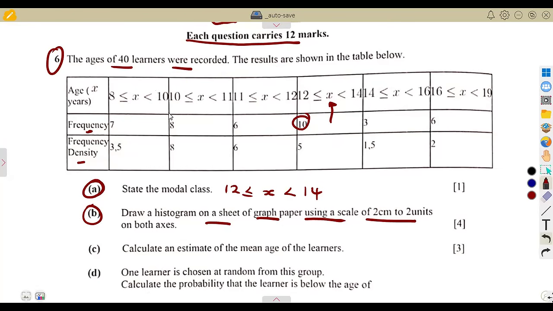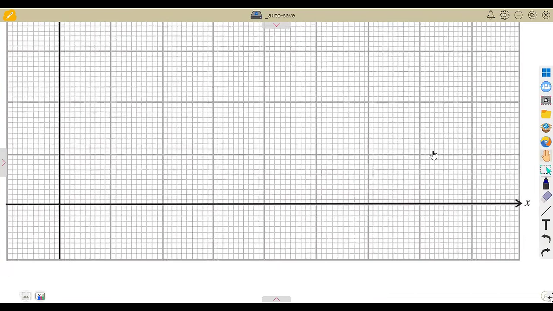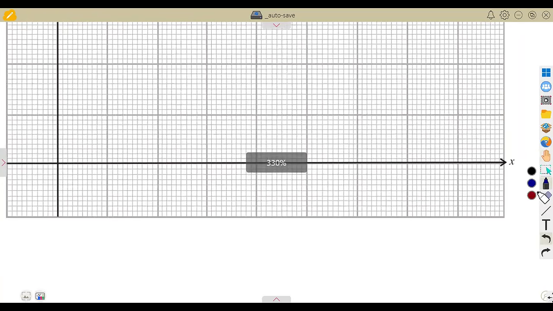Already you're given the table. Remember that for a histogram you draw using the classes, which is the age, versus the frequency density. Remember, you use the classes versus the frequency density. So using a scale of 2 centimeters to represent 2 units on both axes, this is our age. So it is x and y here, that is 0, 2, 4, 6, 8, 10, 12, and so on.